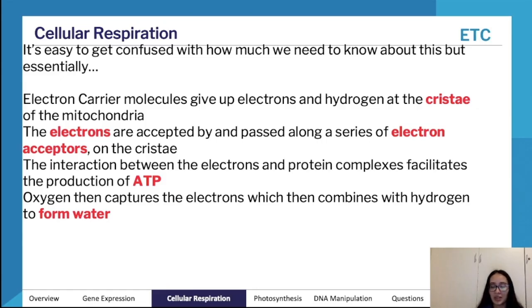So ETC stands for Electron Transport Chain. It's really easy to get confused with how much we need to know about this process, but essentially we've got electron carrier molecules giving up electrons and hydrogen at the cristae of the mitochondria. The electrons are accepted by and passed along a series of electron acceptors on the cristae. You've got the interaction between electrons and protein complexes facilitating the production of ATP, and then oxygen will capture the electrons, which then combine with hydrogen to form water. Okay?